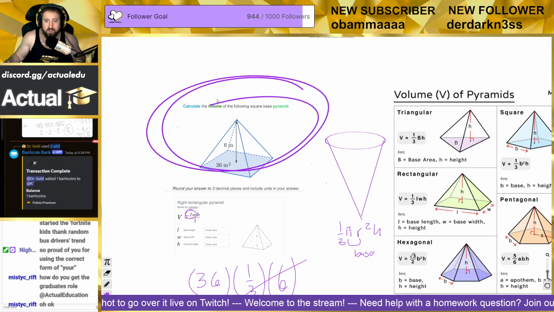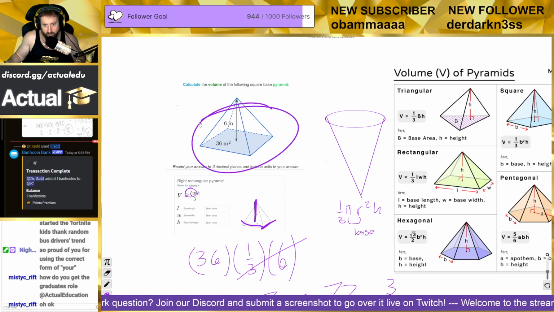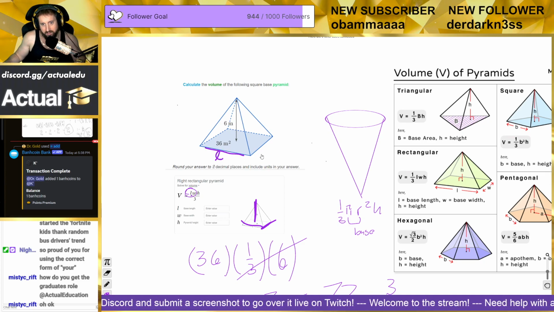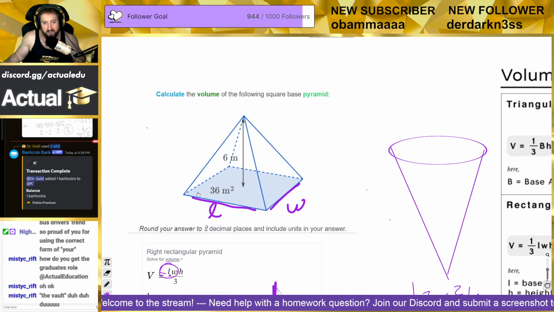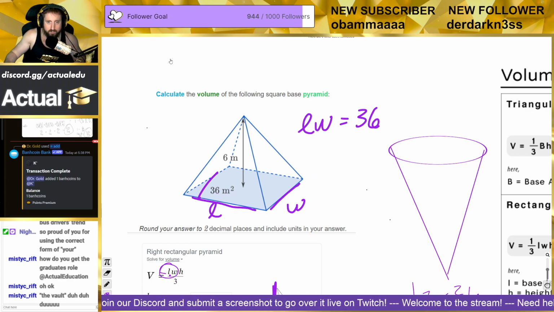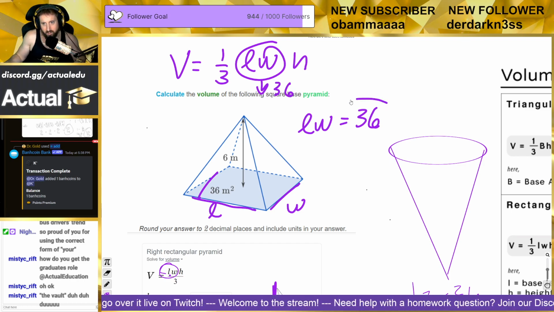All right, calculate the volume of the square base. I went over this with Jeff in another stream. The volume of this pyramid is the length times the width times the height, divided by 3. The length and the width together make up the area of the base. The area of the base is length times width, which equals 36. So when we do the volume, 1/3 times length times width times height, that whole base part is just 36, because that's the area of the base. The height here is equal to 6.